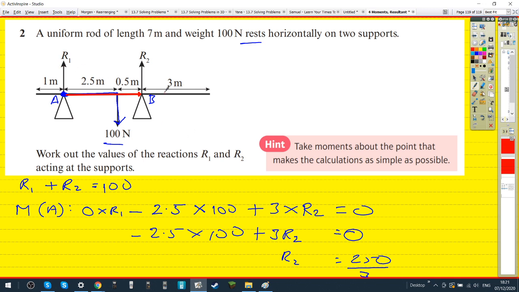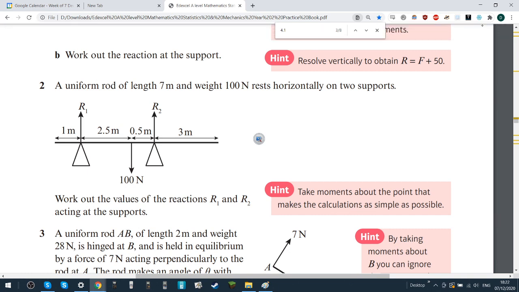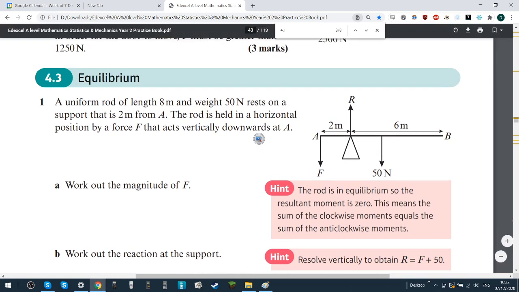How about reaction 1? Do I need to just now do 100 minus 250 over 3 for reaction 1? Yep. And I got 50 over 3. That's great. So you take moments about 1. Once you get that, it's a bit like simultaneous equations. It makes your life a bit easier.